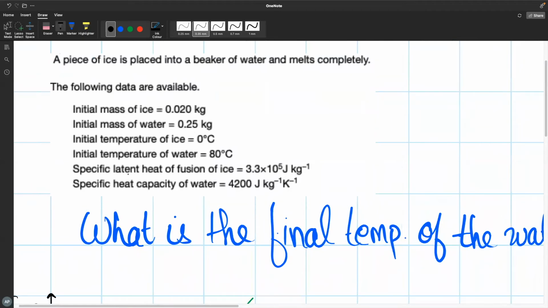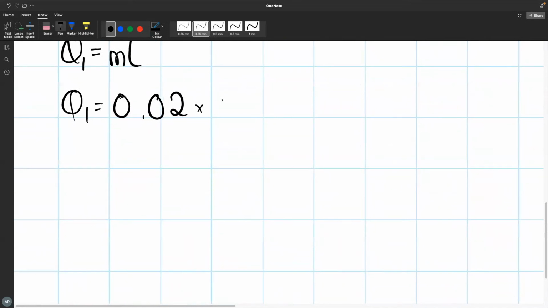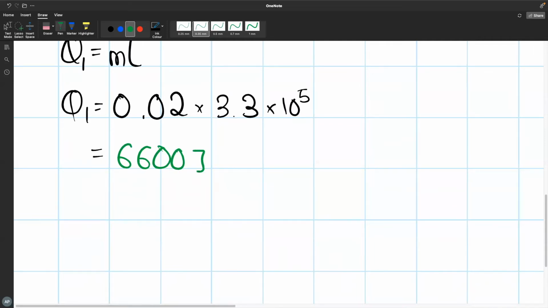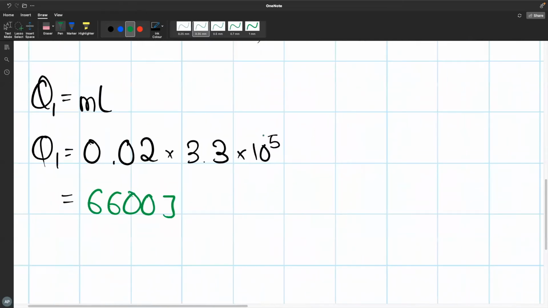So here we need the specific latent heat of fusion of ice, which is 3.3 times 10 to the power of 5 joules per kilogram. So 3.3 times 10 to the power of 5. Putting that into the calculator, let me just double check this. Yeah, we get 6,600 joules as Q1. Now, this heat energy has to have come from somewhere.